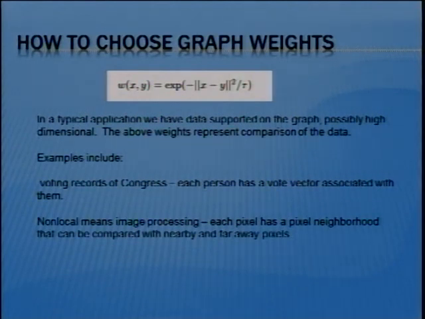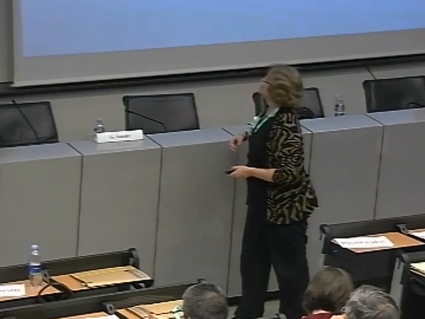Okay, so examples would include the voting records of Congress, and back to image processing, non-local means image processing, beautiful idea, where every pixel has a neighborhood of pixels. So I look at an image, I take a pixel here, I take a pixel here, I take a patch around this pixel, I take a patch around this pixel. That gives me two feature vectors. Rather high, they can be very high dimensional depending on how large a patch, and then I can compare those. If I do that, I get a very complex graph because I have weights now that connect every single pixel to every other pixel. Computationally very expensive, but I'm going to show you it does some really interesting things.